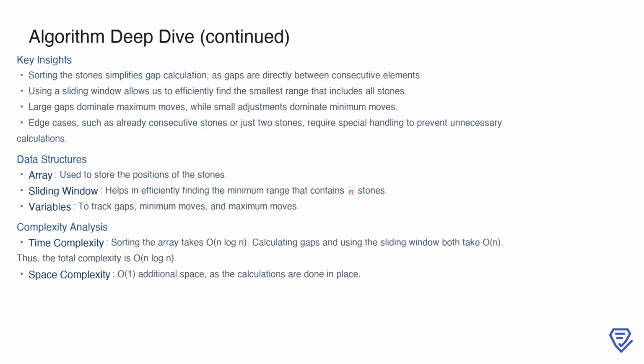Analyzing the algorithm's complexity, the time complexity is dominated by the sorting step, which takes n log n. The subsequent calculations, including gap analysis and sliding window operations, are linear, resulting in an overall time complexity of n log n. The space complexity is O(1), as the computations are performed in place without requiring additional data structures.